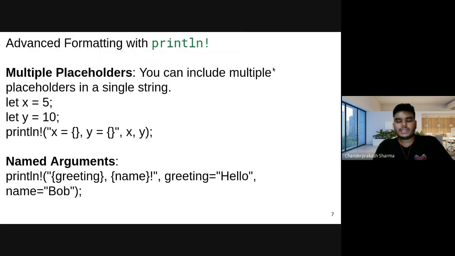Now what we have done is simple formatting. Now we want to do advanced formatting with println, which means we are using multiple placeholders. You can include multiple placeholders in a string. Let x be assigned the value 5, y the value 10, and println x placeholder equal to this, y placeholder equal to this. So we are printing with placeholders simultaneously for x and y, and we are using named arguments. Now we visualize what will happen.